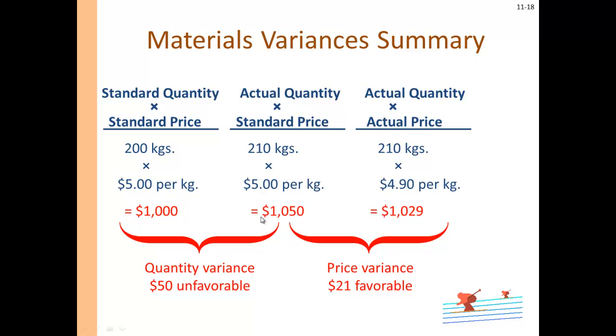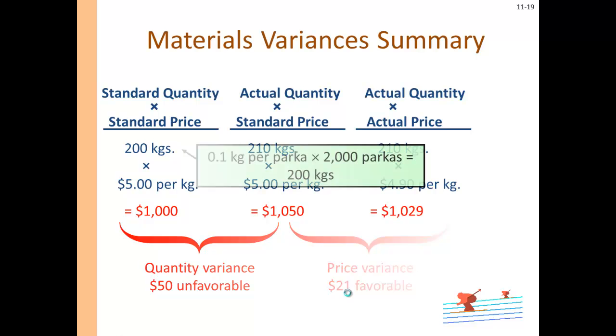We take the quantity variance, standard minus actual. It's an unfavorable $50 variance in quantity, but we had a favorable price variance. This total will be our spending variance. Negative 50 plus 21.